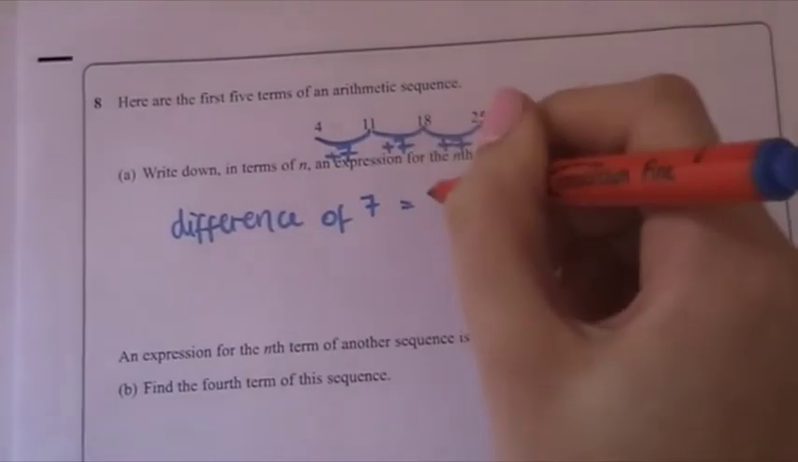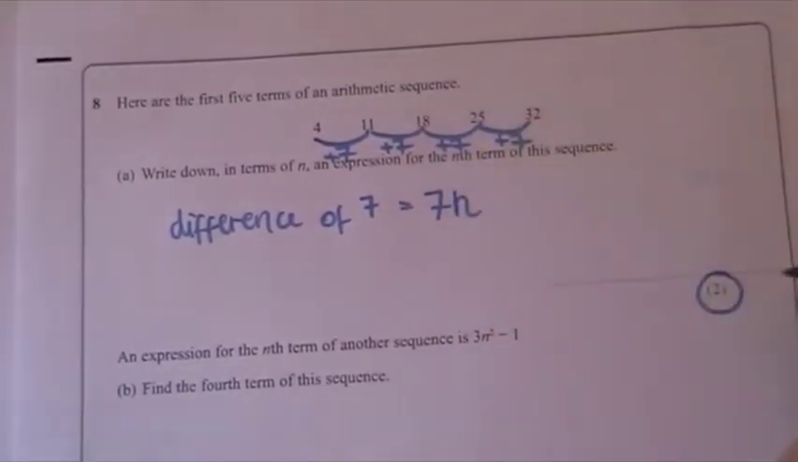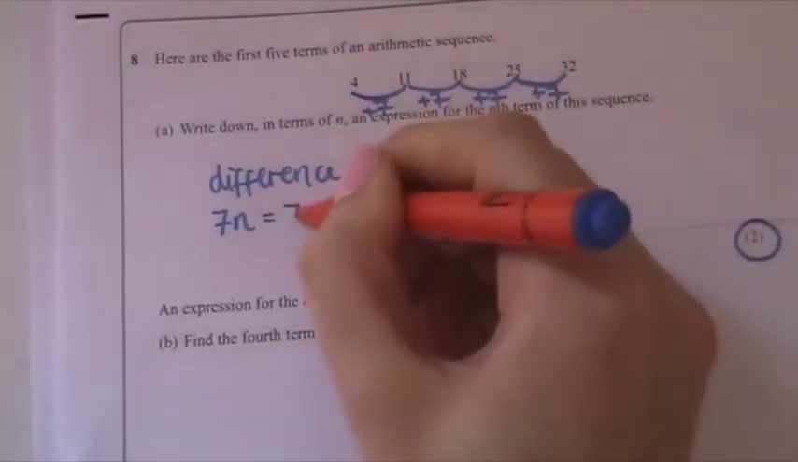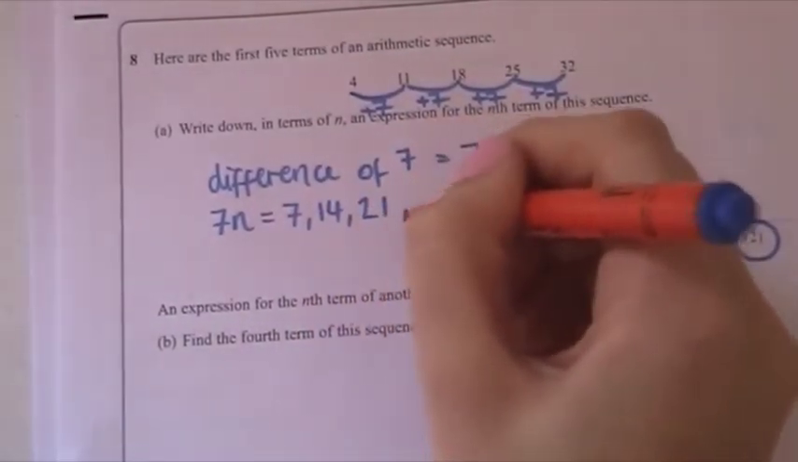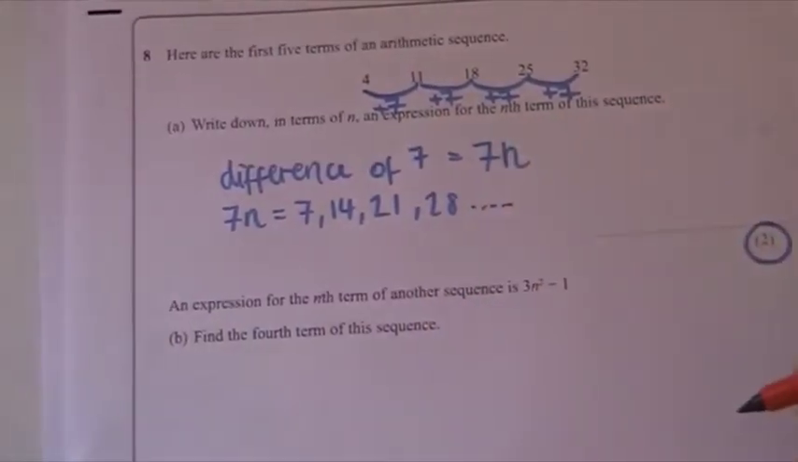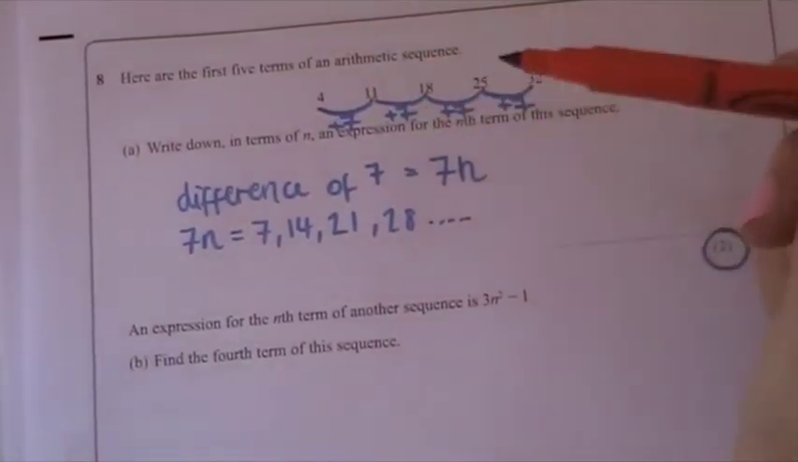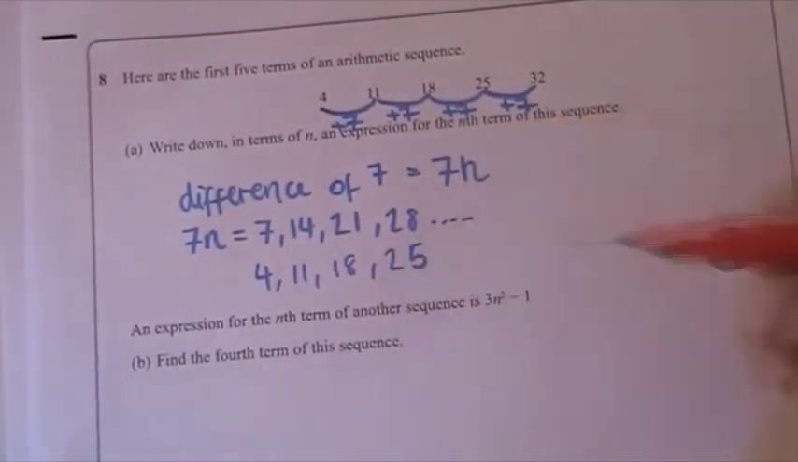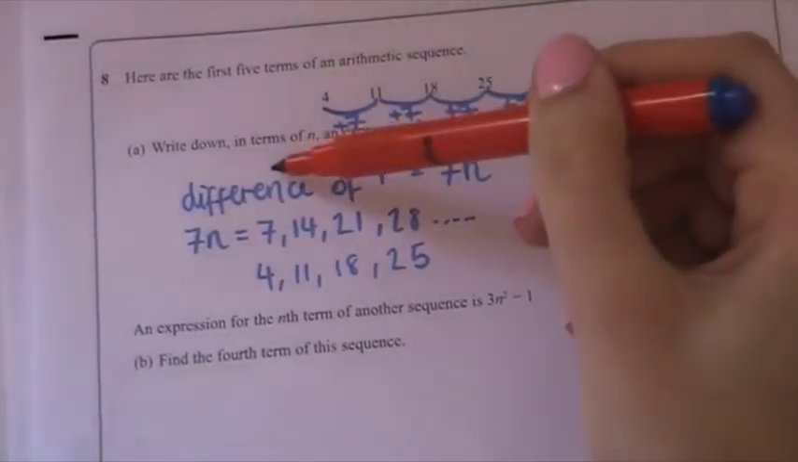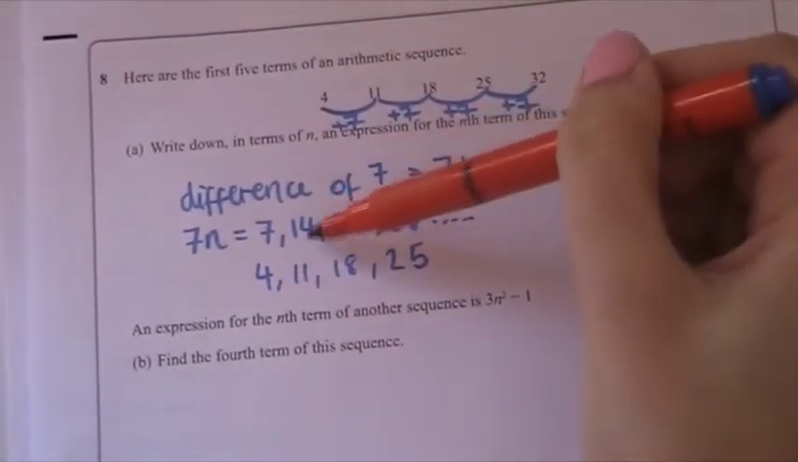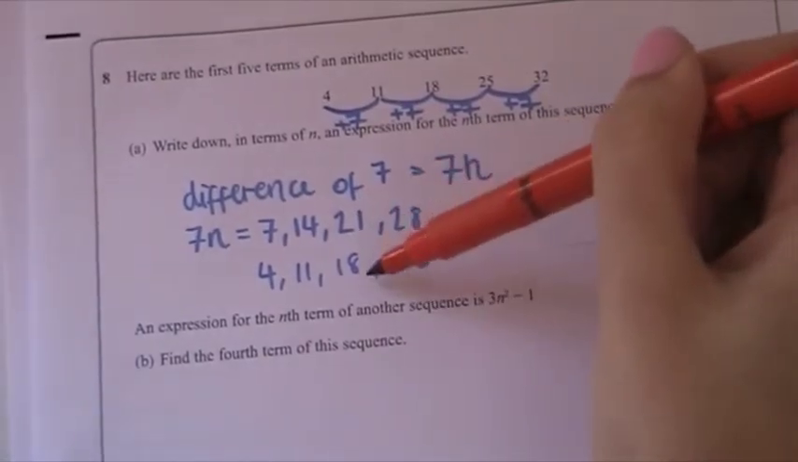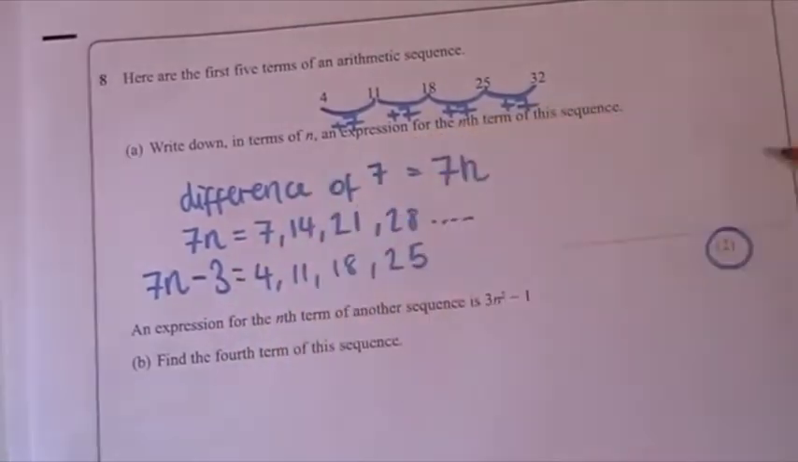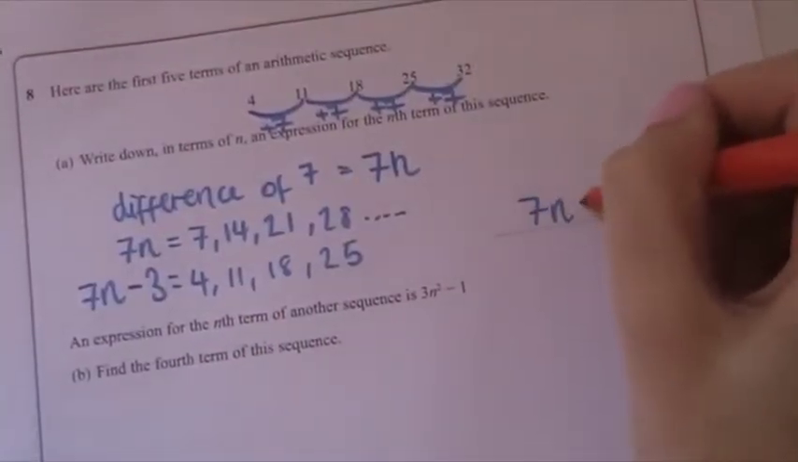So if the difference is 7, we know the first part of our nth term is going to be 7n. Remember, n is the position in the sequence. If we were just going to write 7n, we know that that equals 7, 14, 21, 28, and so on, the 7 times table. Now the sequence we've got is 4, 11, 18, 25. So we must look at, from 7 to 4 we've taken away 3, from 14 to 11 we take away 3, 21 to 18 we've minus 3, so our nth term must be 7n take away 3.